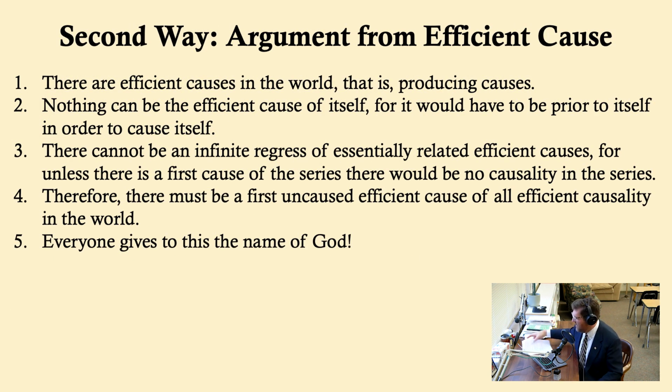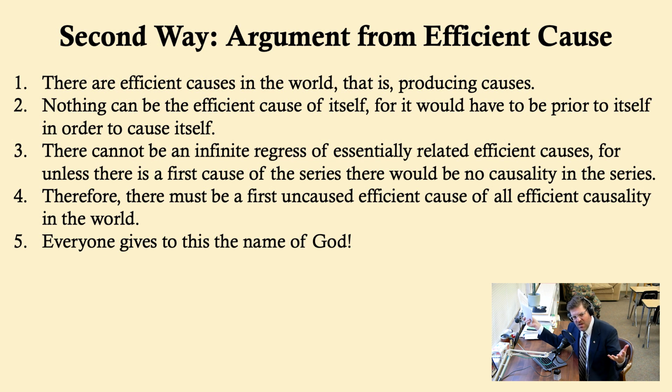The second way is the efficient cause. The argument of efficiency says that there are efficient causes in the world, that is, producing causes. There are things which make stuff. Nothing makes itself. That's the second item. Nothing can be the efficient cause of itself, for it would have to be prior to itself in order to cause itself. So eggs cannot just egg themselves into being.